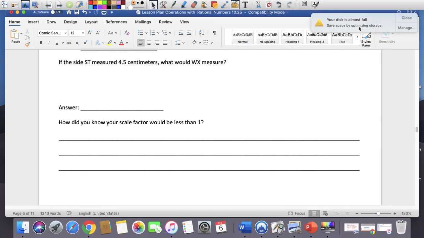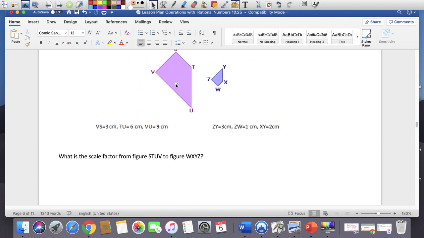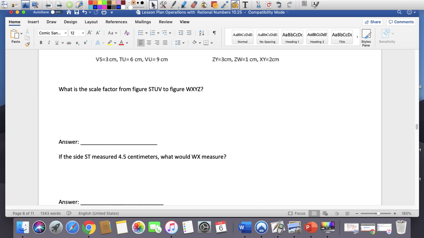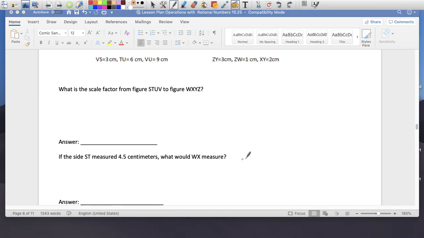If the side ST measures 4.5, and we want to see what it would measure in the smaller trapezoid, we multiply that by 1/3, and we get our number.